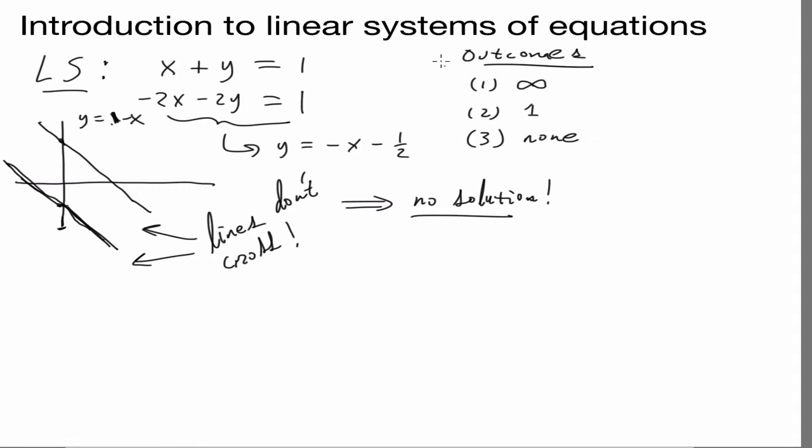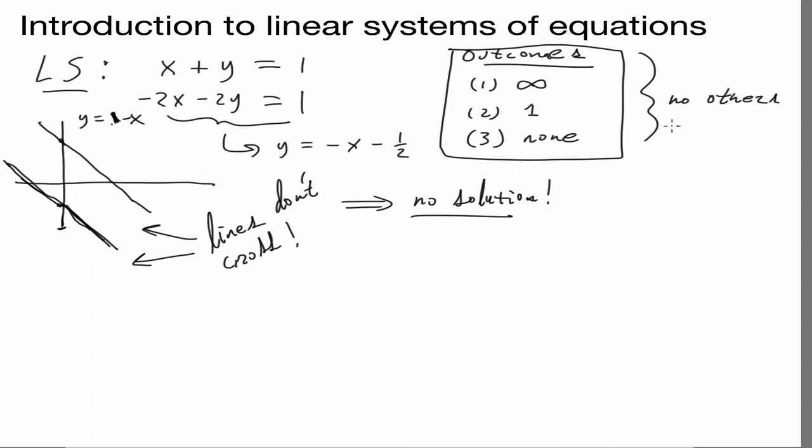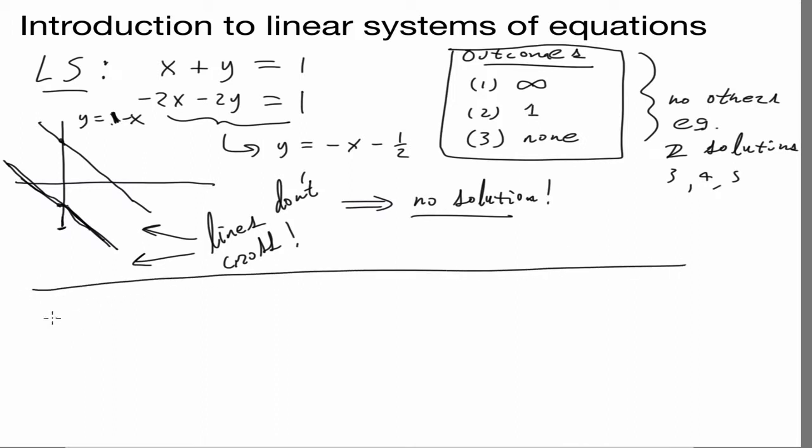Okay, so these outcomes, it turns out, are true no matter what linear system you're talking about. These are the only 3 outcomes, no others. So, for example, you can't get 2 solutions, or 3, or 4, or 5, or something else. You can either get infinitely many, 1, or none. Okay. All right, so let's now, some more terminology here.